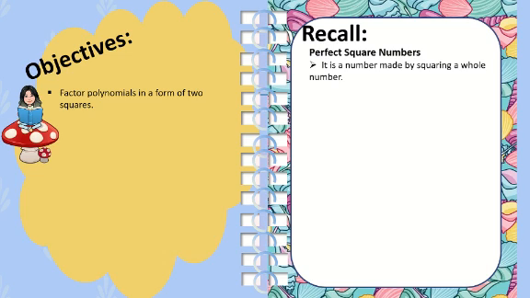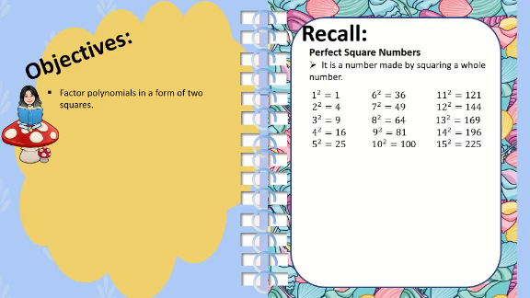A perfect square number is a number made by squaring a whole number. Here are the examples. 1 squared is equal to 1. 2 times 2, or 2 squared, is equal to 4. 3 squared is equal to 9. And so on and so forth.